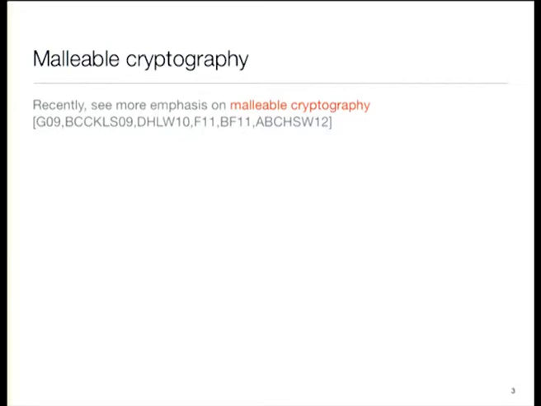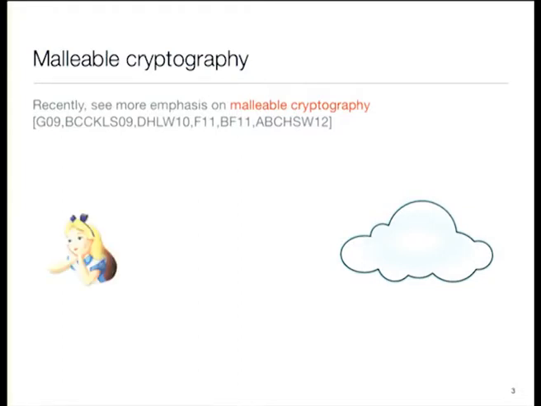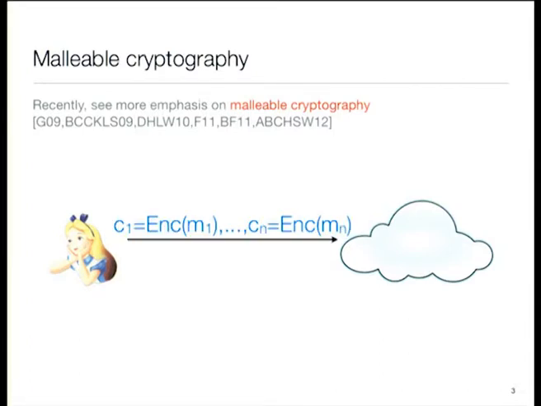So if the security of non-malleable cryptography seems so great, why malleable? One quick example: let's imagine we have some cloud storage provider, and we have some user Alice. Alice has just some huge chunk of data, some huge database, so rather than keep that around on her local machine, she can send it over to the cloud storage provider. And maybe she doesn't completely trust them, so she encrypts it first before she stores it.